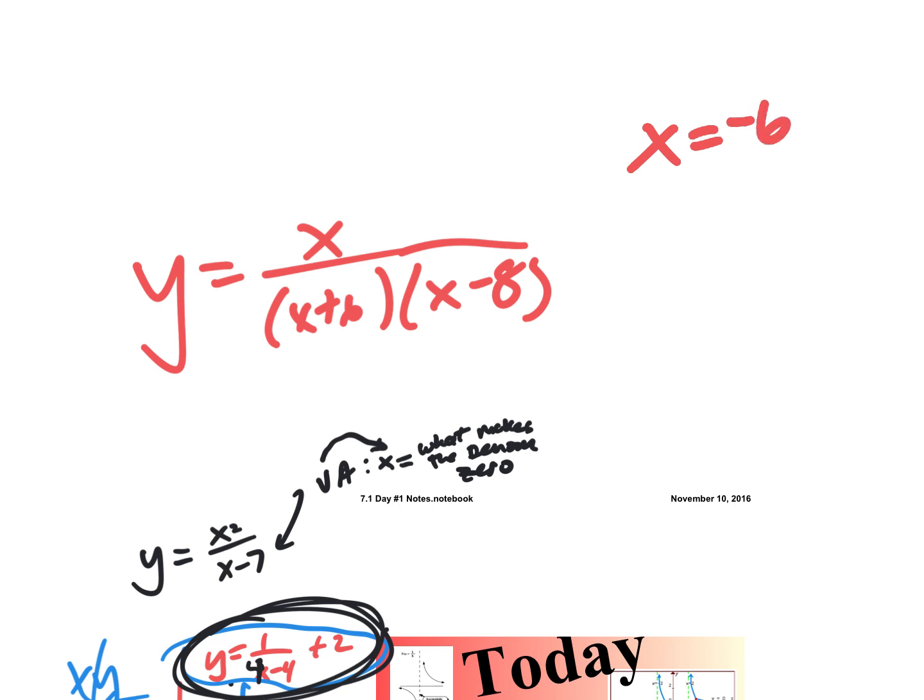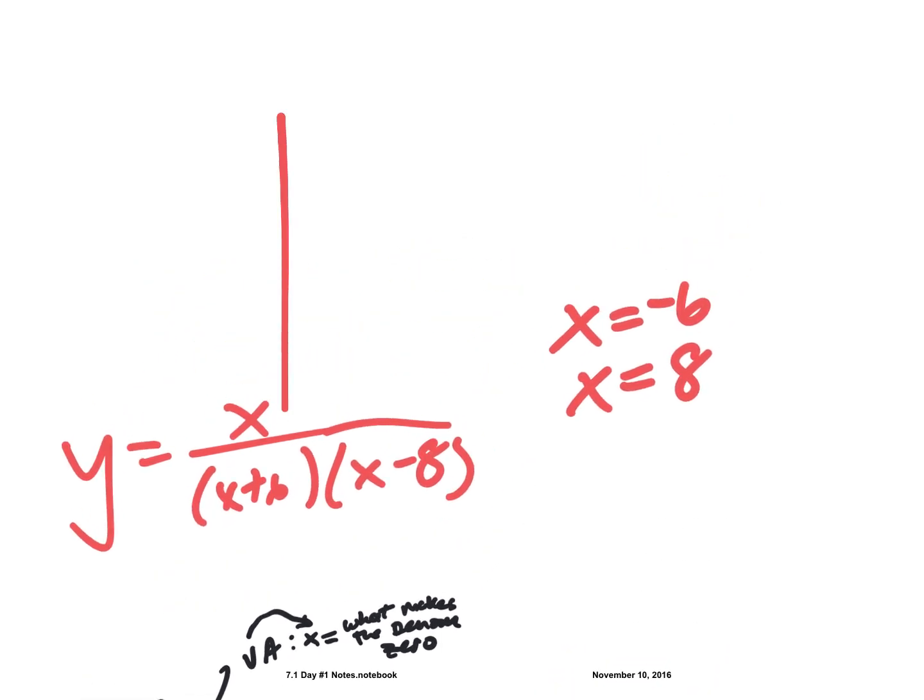Because it's a whole line. It's not just a point that's -6. It's a line at -6. And then x equals positive 8. So, look, if I graph this, at -6 there's an asymptote, and at +8 there's an asymptote. You can have two vertical asymptotes? Yep.